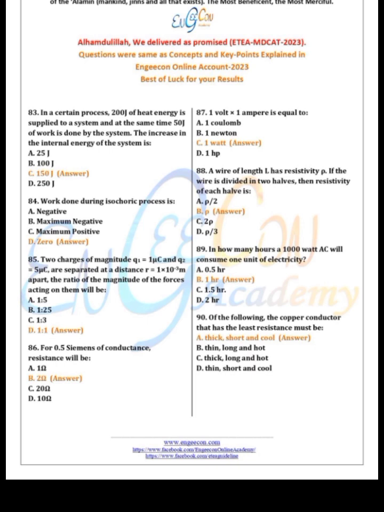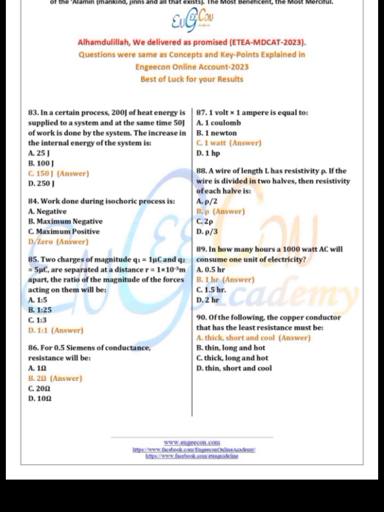1:1. 86. For 0.5 Siemens of conductance, resistance will be 1 ohm, 2 ohm. Correct option is 2. 87. 1 volt cross 1 ampere is equal to what? 1 volt multiplied by 1 ampere is equal to 1 watt.